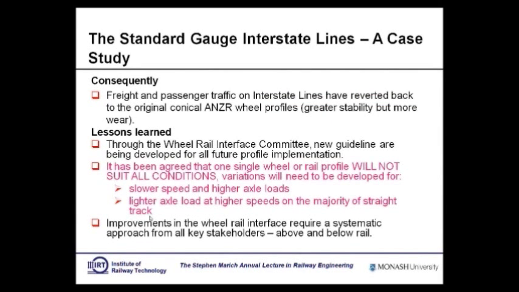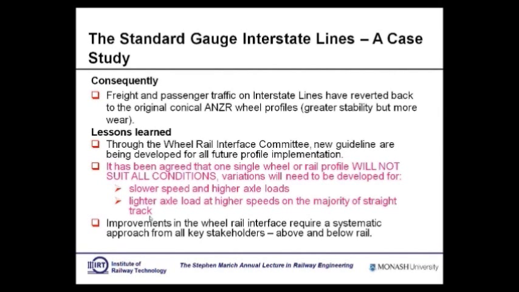So consequently, these were the results that came out of the review: the freight and passenger traffic on interstate lines have actually gone back to the conical wheel profile now, which has the greater stability, but of course you use that profile and you have much more wear. But that's a track problem.